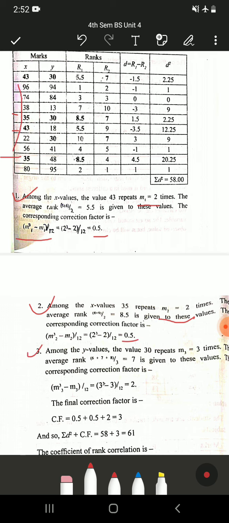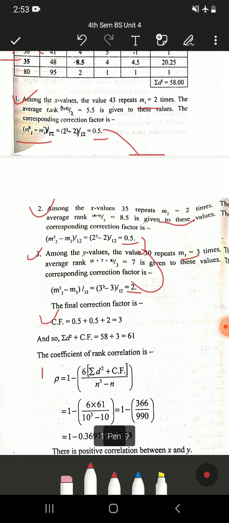Then there are no repeated values in X. The next comes with Y, and here the value is repeated 3 times. Therefore we are taking M3 as 3. So it is 3 cube minus 3 divided by 12. So it is 27 minus 3. So it is 24 divided by 12. We got the third one is 2. Therefore, the final correction factor would be this one plus this value plus this value. So correction factor is 0.5 plus 0.5 plus 2, which is 3.